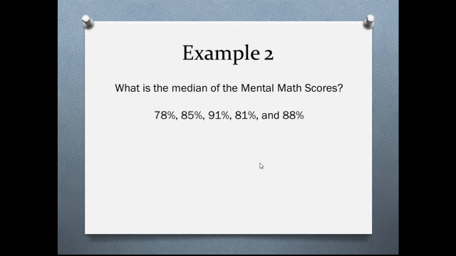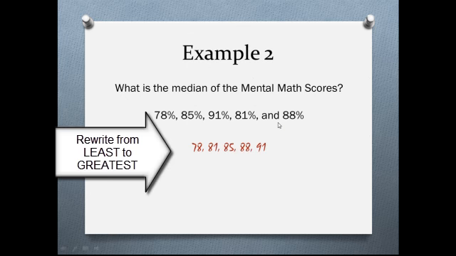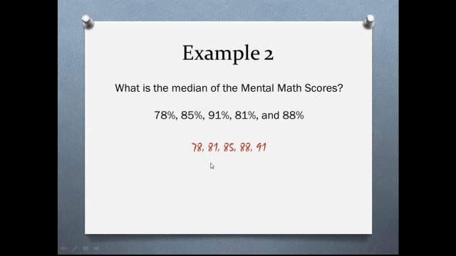So what is the median of the mental math scores here? So we have here mental math scores. I'm just going to get my highlighter. I have 78, 85, 91, 81, and 88. So the first step is to put them in order from least to greatest. So I have 78, 81, 85, 88, and 91. Now they're in order from least to greatest.